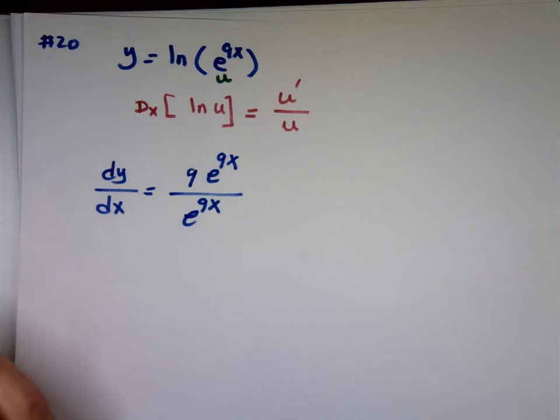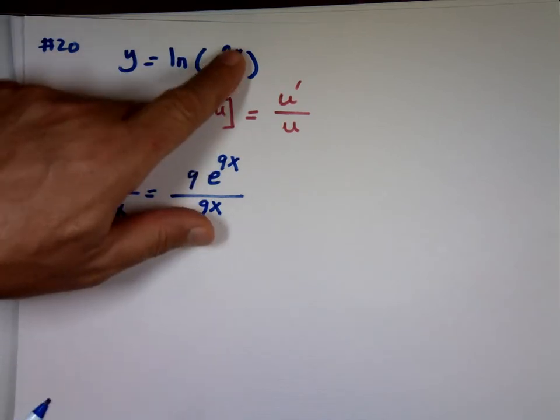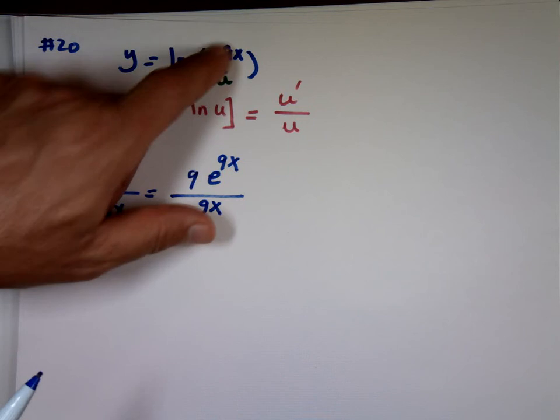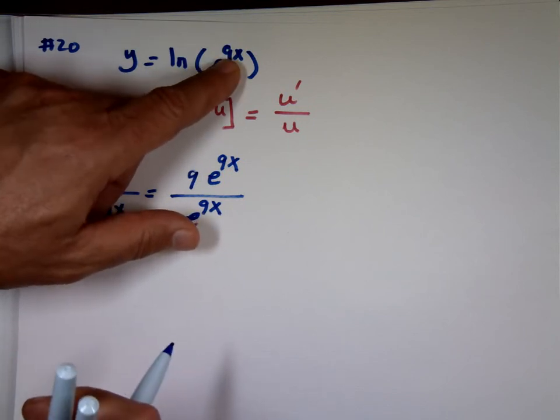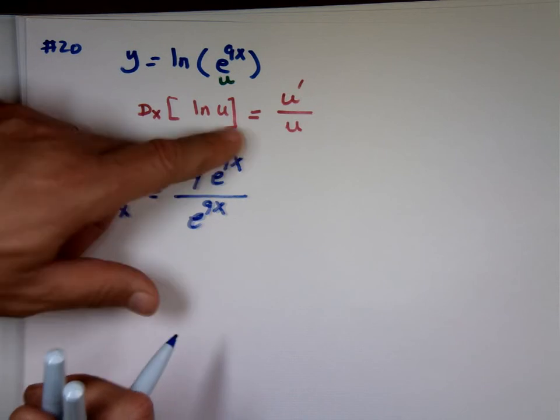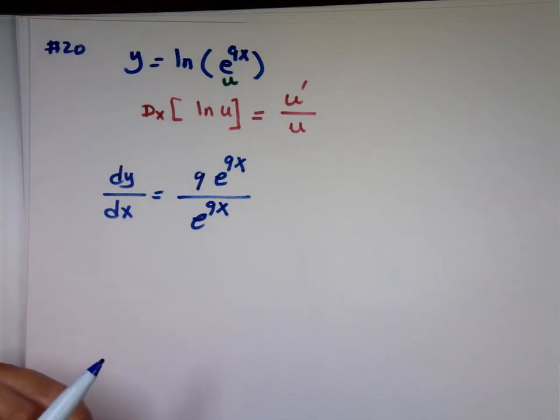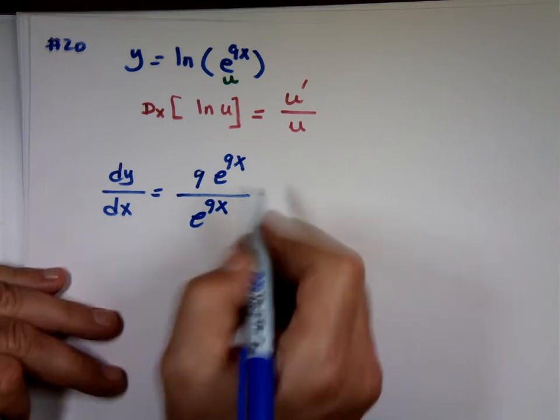The derivative of 9x, that's again, e to the u, again. Like two problems in one. The derivative of this, which is 9, times e to the power of 9x. Now, can you simplify anything? e to the 9x will cancel, so what's the final answer? 9.